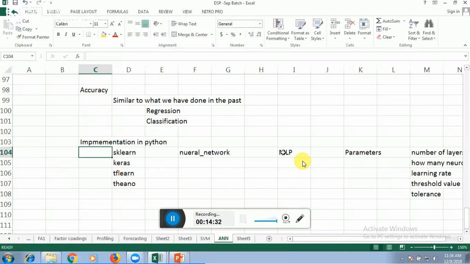Chandra, just one quick question. So when we can implement neural networks with sklearn, what advantage do the other packages like Keras and TensorFlow give us? Okay, so most of these things, for example, the advantages with the other packages.